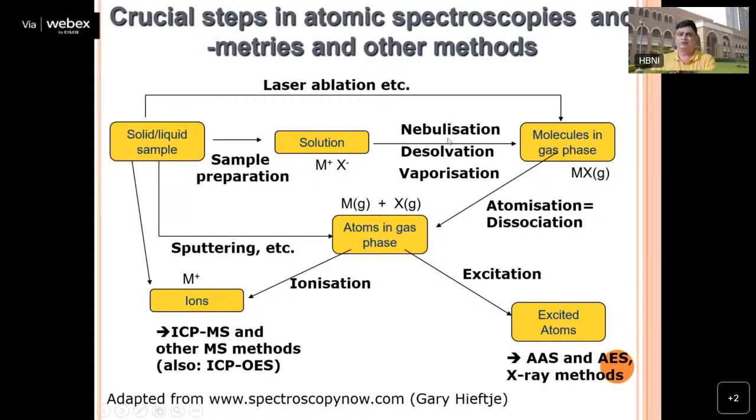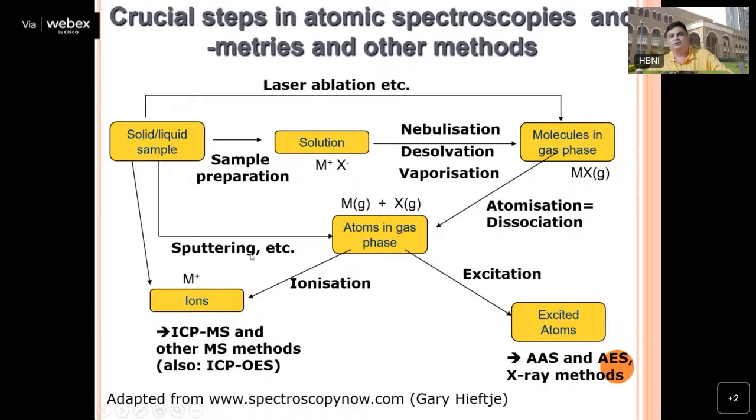This involves, again, ablation. Ablation is basically generating aerosols. Aerosols mean tiny droplets of the liquid. And once you have tiny droplets of the liquid, you desolvate it. Desolvation means you have to completely evaporate the water molecules associated with the molecules. That is called desolvation. And once you have desolvated it, you vaporize it, so you bring your molecule into the gas phase. Then all the process will be similar. Once you have the atom in the gas phase, you can get it.